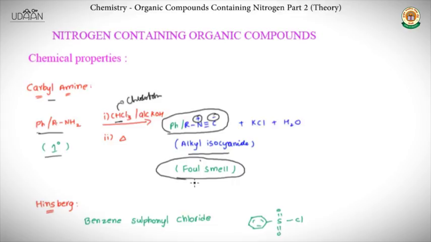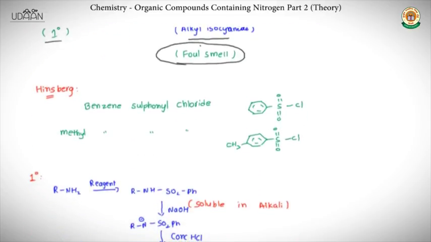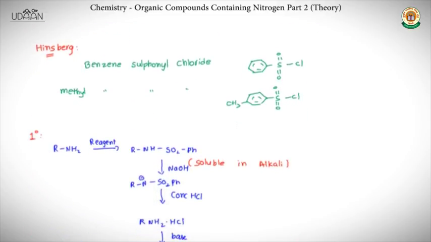And the other products which we are getting here are KCl and water. The mechanism by which it will proceed will be taught to you in the questions, so don't worry about it. Now, the next reaction is the Hinsberg reagent. Now, Hinsberg reagent is benzene sulfonyl chloride, or you can also use para-methyl benzene sulfonyl chloride.